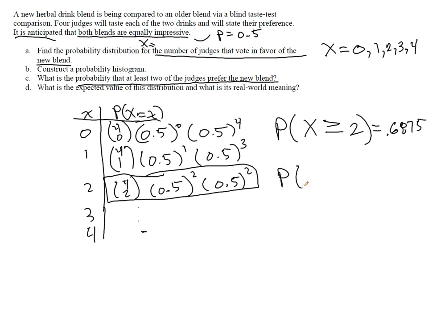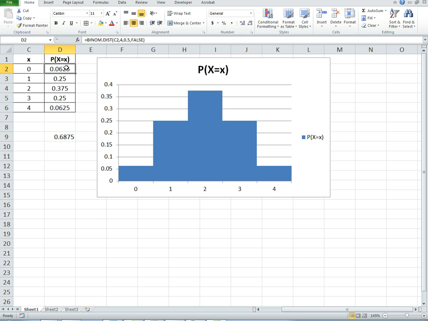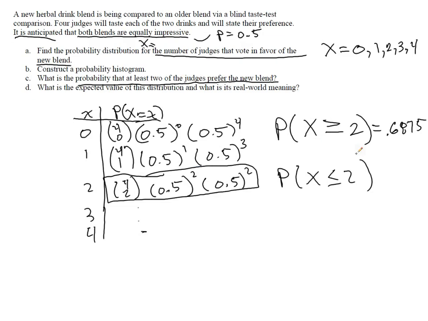That being said, the probability that we get less than 2 judges would be 0.0625 plus 0.25, which would be 0.3125. So this would be 0.3125. So either 2 or more vote in favor, or less than, this should be strictly less than 2. Or 31.25% chance that you get less than 2 judges voting in favor.